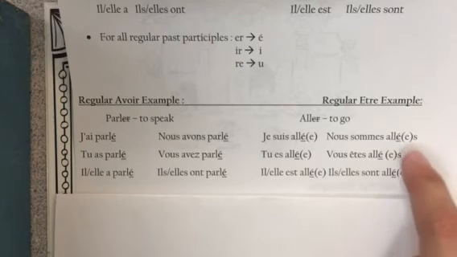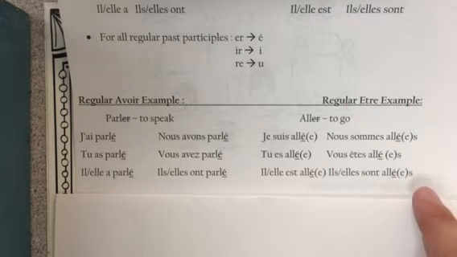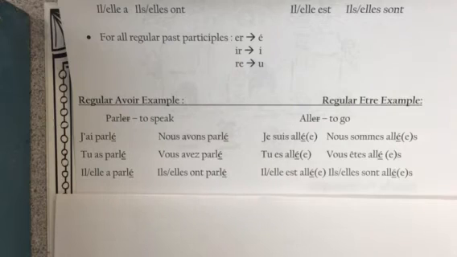So as you can see, all of these s's are not in parentheses. That means they're not optional. You have to have them because we is plural, y'all is plural, they is plural, right? So you have to have that. Make sure it agrees in gender and number only for être.